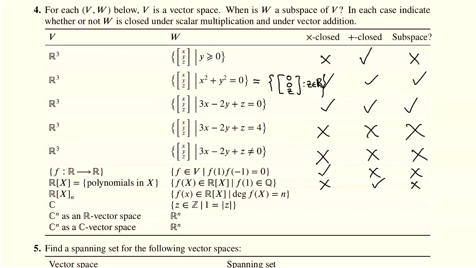Polynomials of exactly degree n, no, it doesn't contain the 0 vector, but it's not closed by multiplying by 0. It's not closed under adding, because I add the negative of something and it'll escape. And so it's certainly not this.